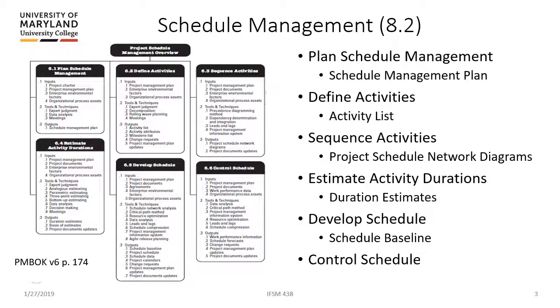So in the PMBOK, you'll notice there's a common methodology for each of the knowledge areas. For whatever knowledge area it is, we're going to have to actually plan what we're going to do, and then we're going to actually get to it. And that's what you see here with schedule management. Under schedule management, we're going to plan how we're going to go about doing it. Then we're going to define our activities. We're going to put them in the appropriate sequence so that they flow smoothly from start to finish. Then we're going to estimate how long each of those activities is going to take. And then using that information, we can build our initial schedule. And then once our schedule is built, we can control our schedule.